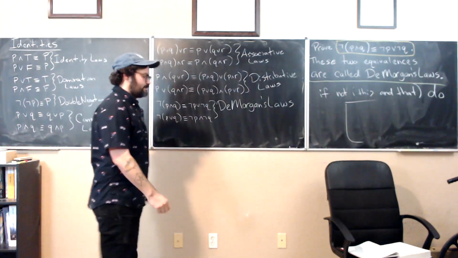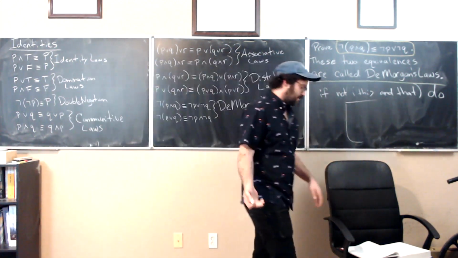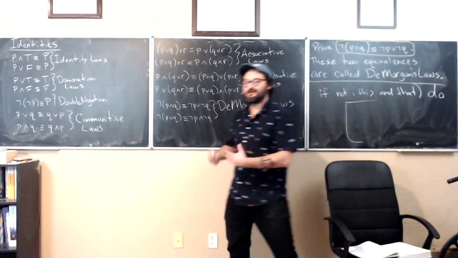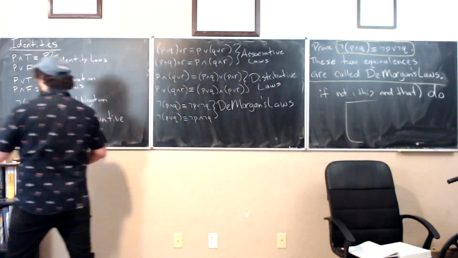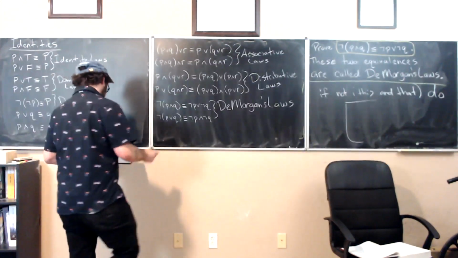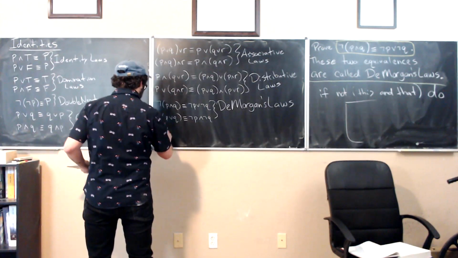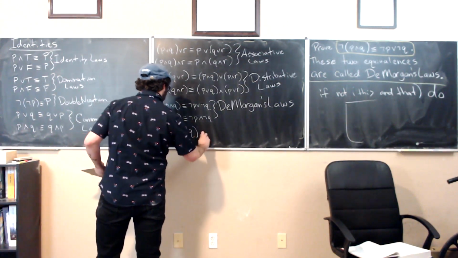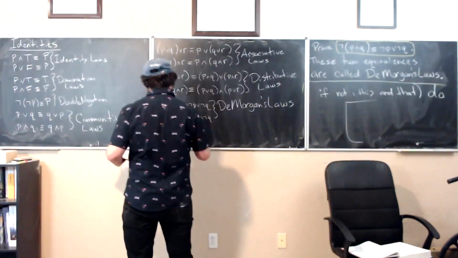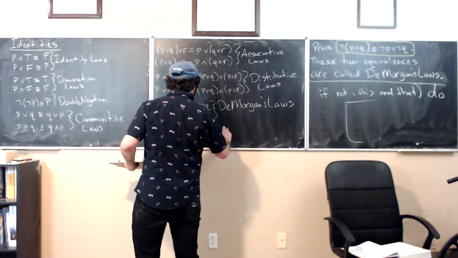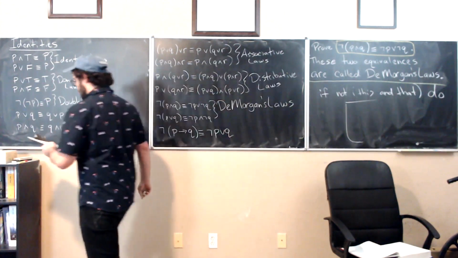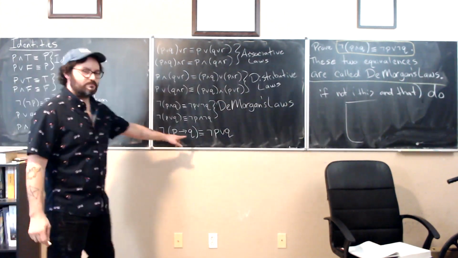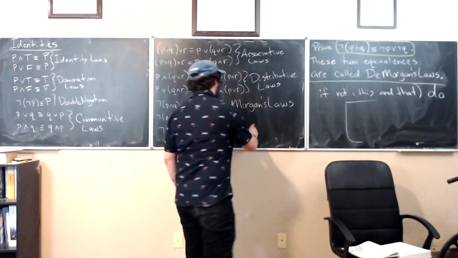And this next law I call star. It doesn't have a name. This is just what I call it. So the negation of if P then Q is logically equivalent to not P or Q. So I just call this one law here star.